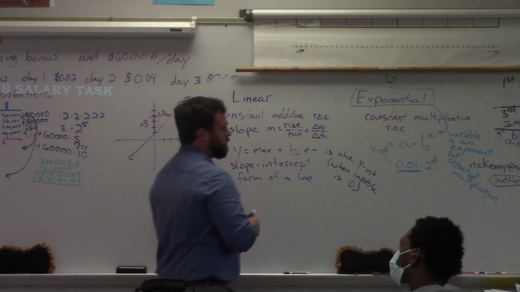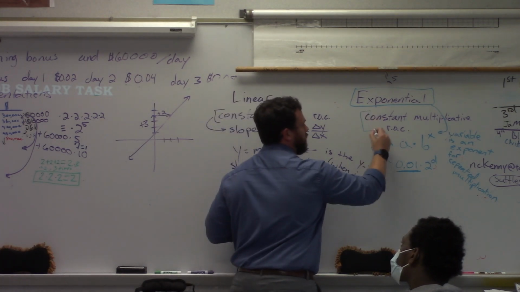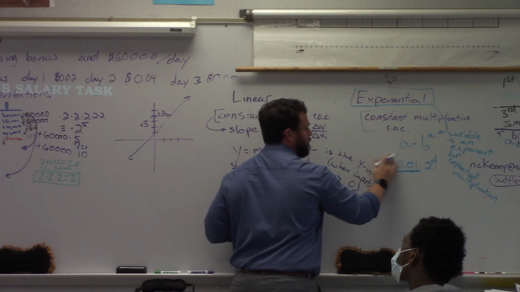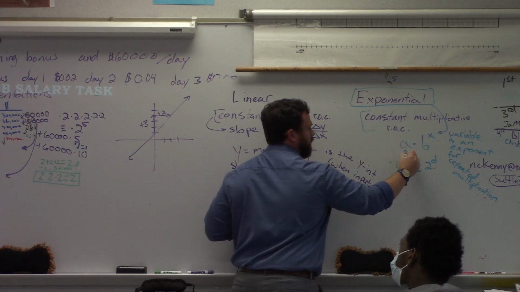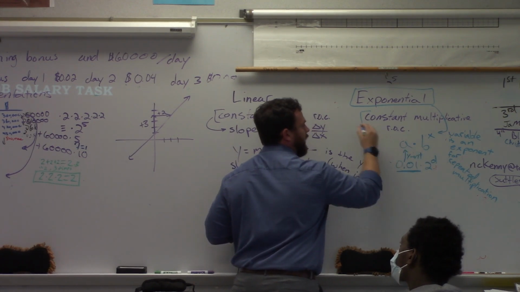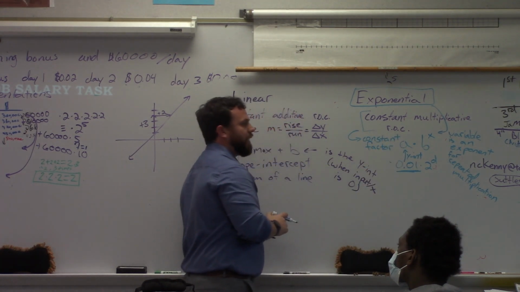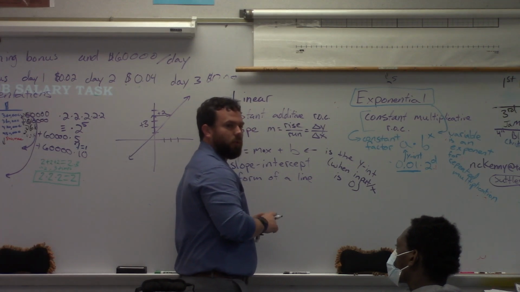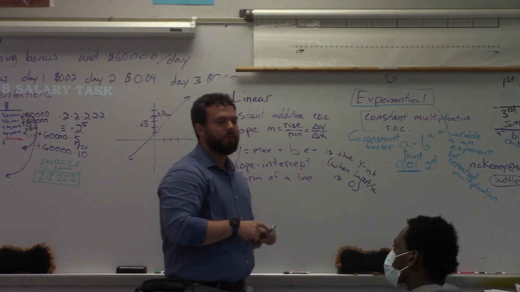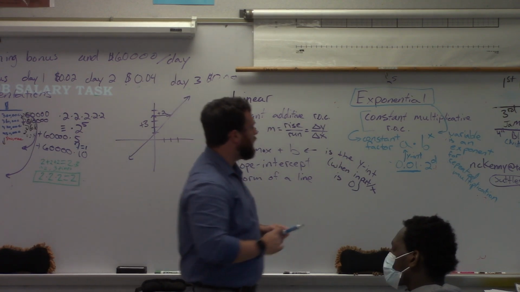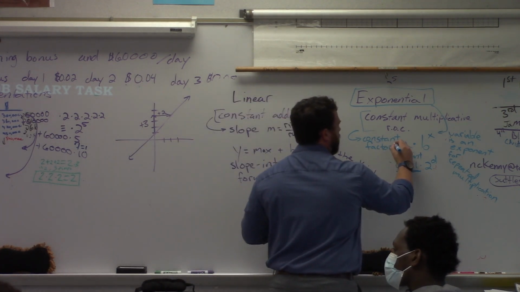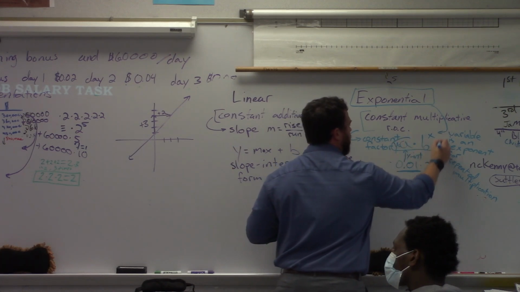Now I'm sure there's a name for this constant multiplicative rate of change, right? It is called a constant factor, because it's happening over and over and over again. Guys, what do you do with factors? Multiply factors, right? So if you have a constant factor, that's what you're repeatedly multiplying by. Okay? So there's my equation.